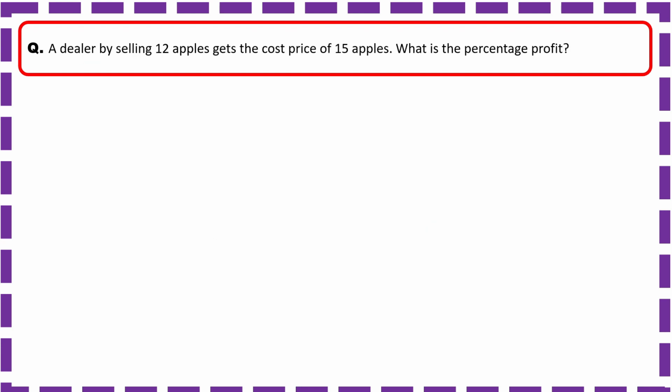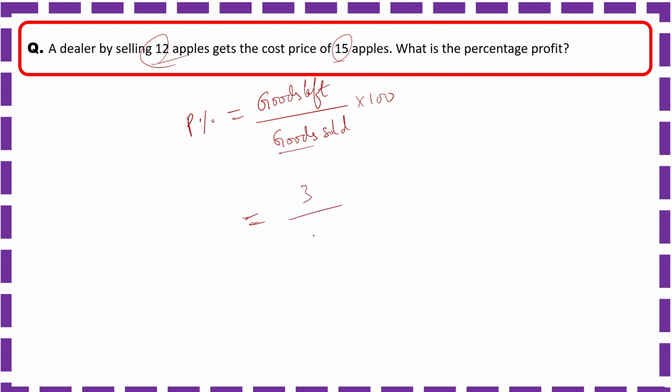A dealer, by selling 12 apples, gets the cost price of 15 apples. What is the percentage profit? If you remember, in the first slide we discussed a formula: profit percent is equal to goods left by goods sold into 100. Let me write it here. Profit percent is... so what are the remaining goods? Left out goods: 15 and 12. Remaining is 15 minus 12, 3, by how many goods were sold? 12. 12 apples were sold, into 100. So this is equal to 25%. So the profit percentage is 25.